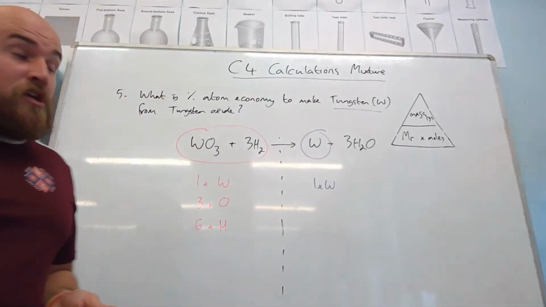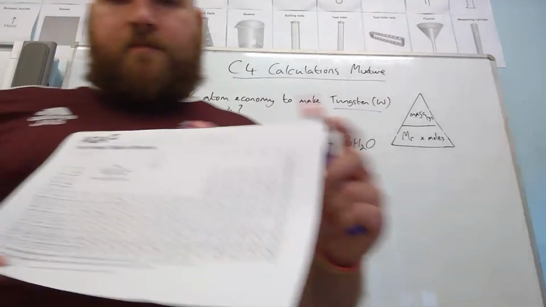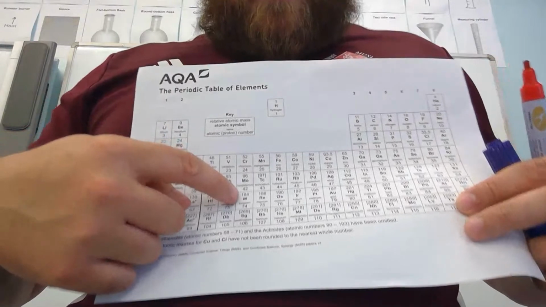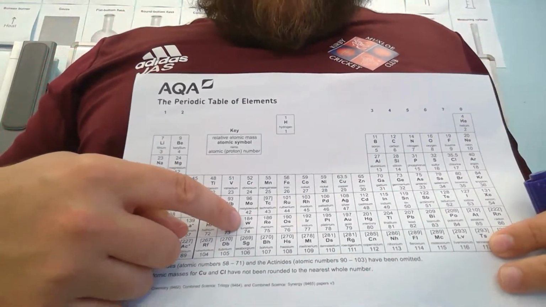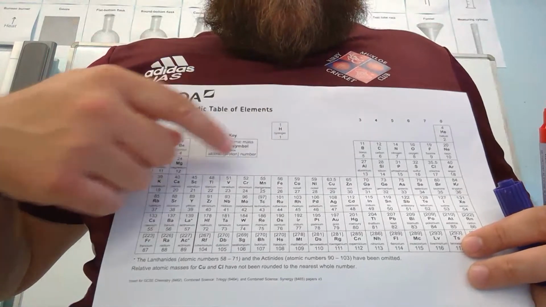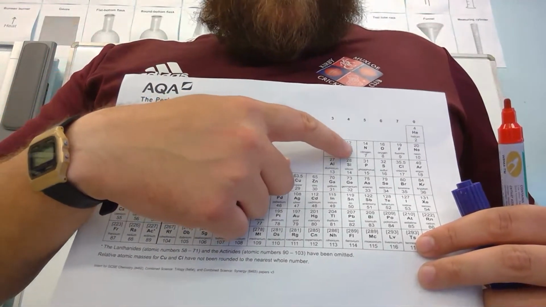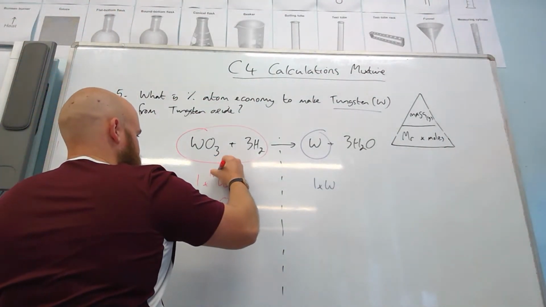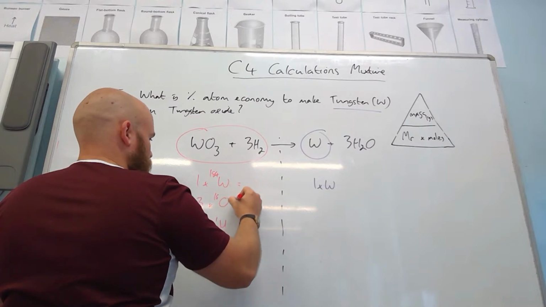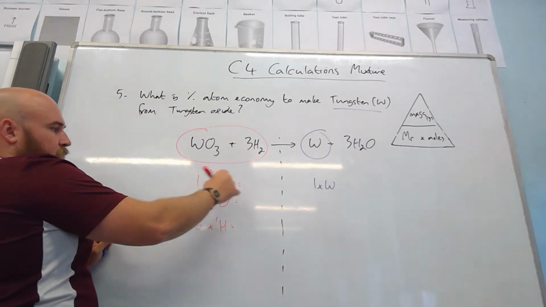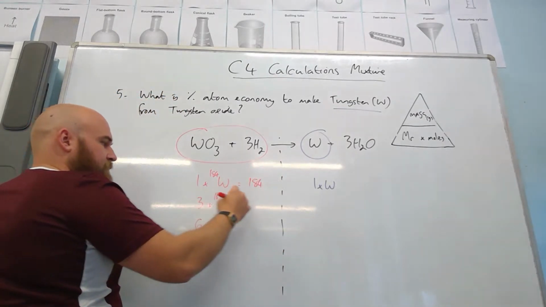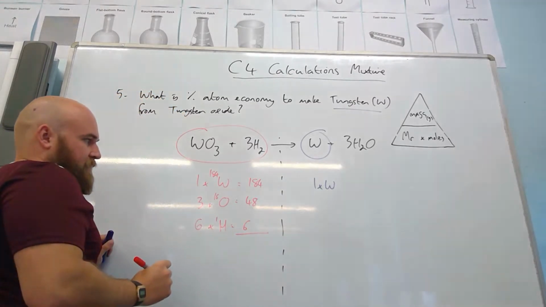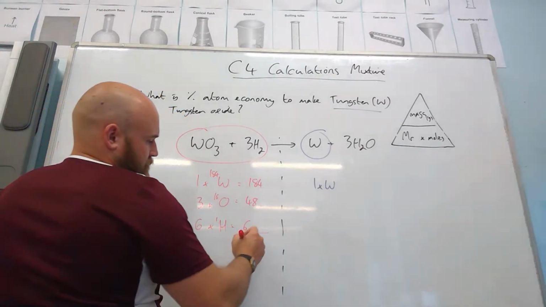So I need to know the masses of tungsten, oxygen, and hydrogen. So tungsten is there. You can see the mass is 184, hydrogen is 1, and oxygen, as you're hopefully getting used to by now, is 16. So it's 184, 16, 1. 1 times 184 is 184, 3 times 16 is 48, 6 times 1 is 6. Add them all together, and you end up with 238.